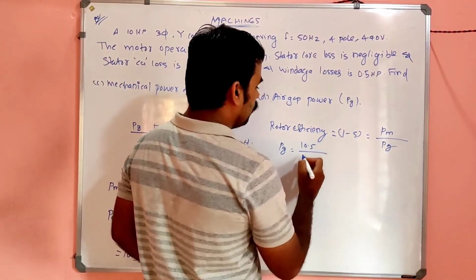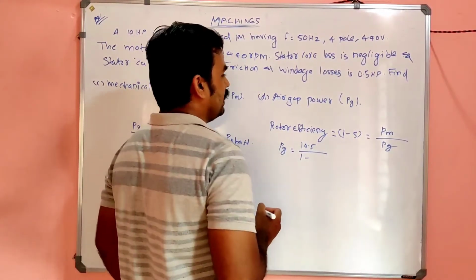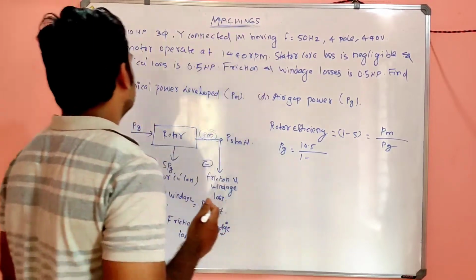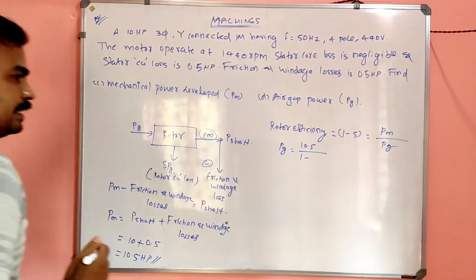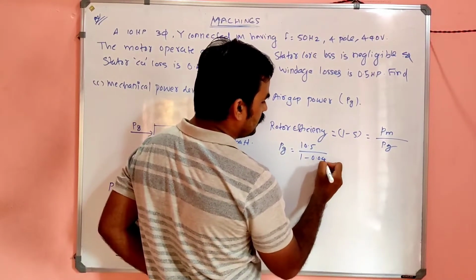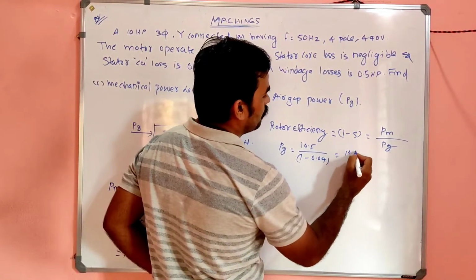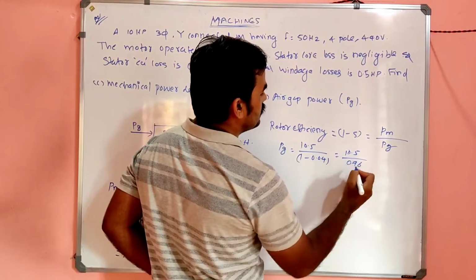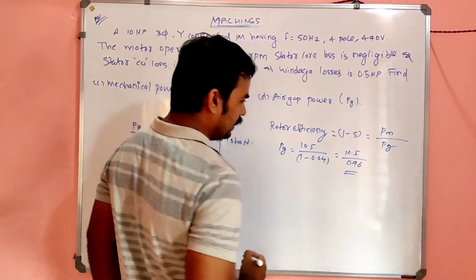10.5 divided by 1 minus S, correct? 1 minus S is what? Slip. What slip do you have? 4%, I think, right? Yes, this means 0.04. So it will be 10.5 divided by 0.96. You can directly calculate and you will get the answer.